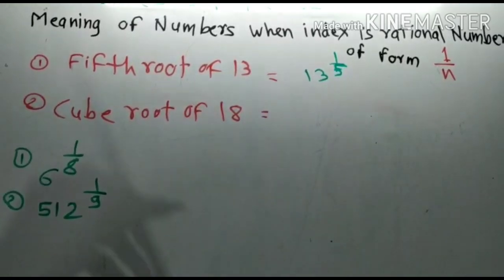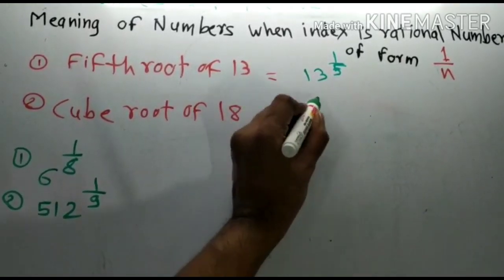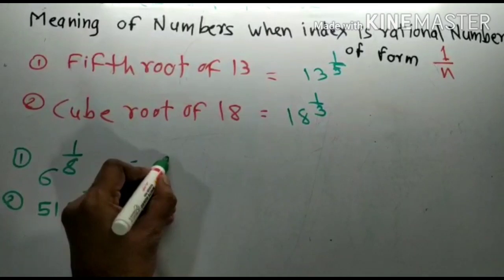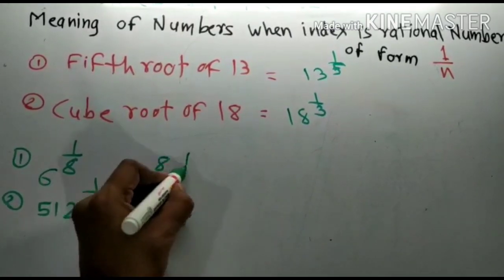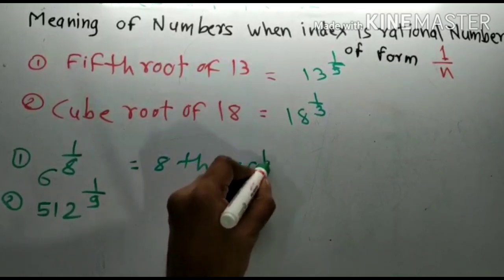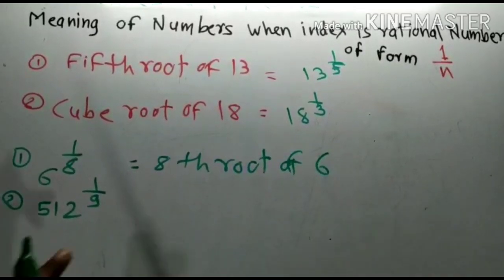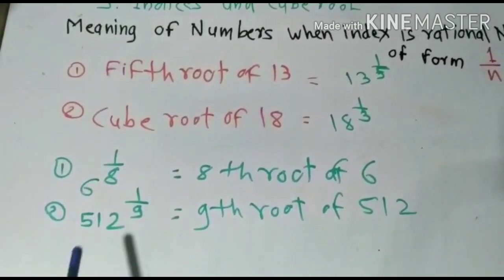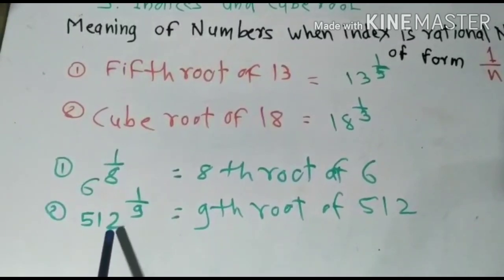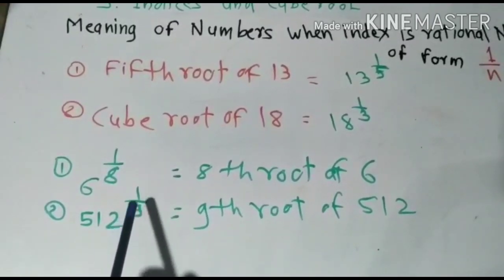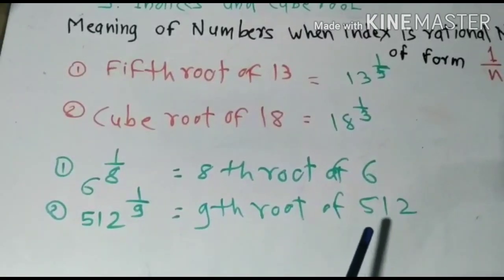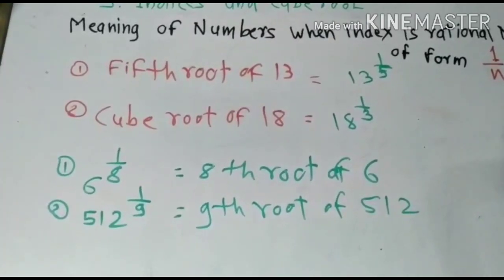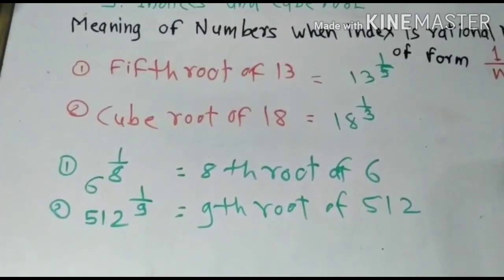This is the answer. This is the answer. Eighth root of the 6. Here, the answer of 512 raised to 1 upon 9 is the ninth root of 512. Like this, solve practice set 3.1 in the book.